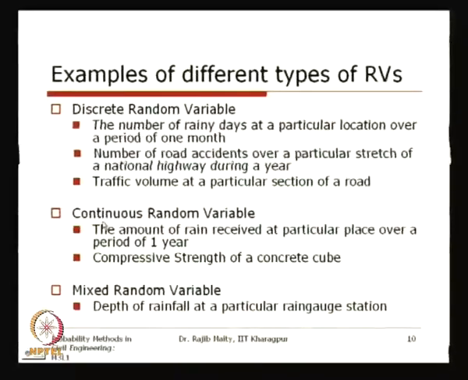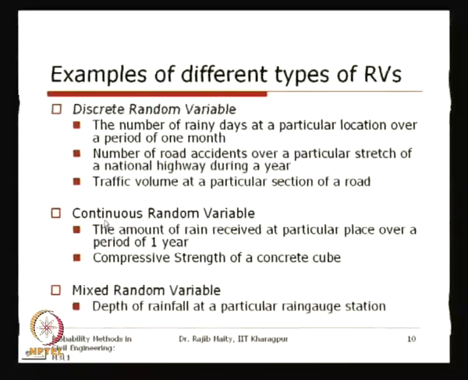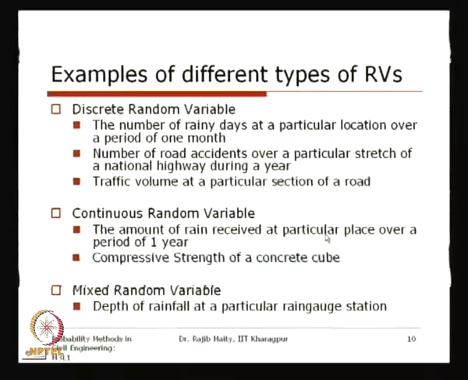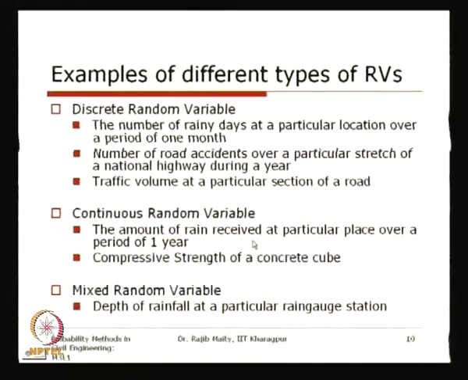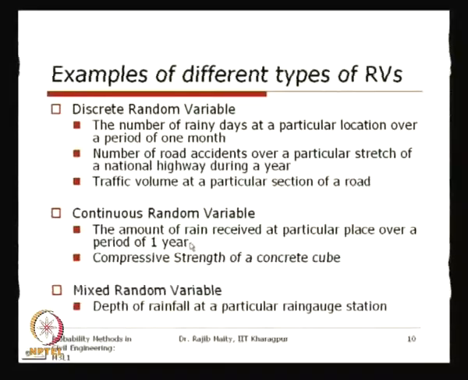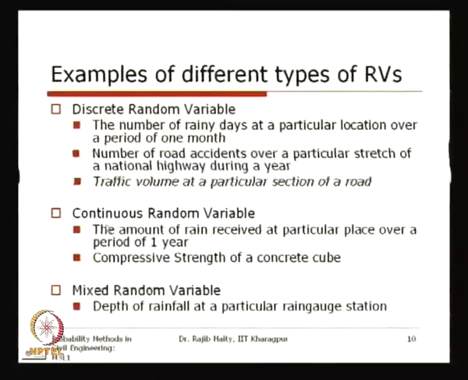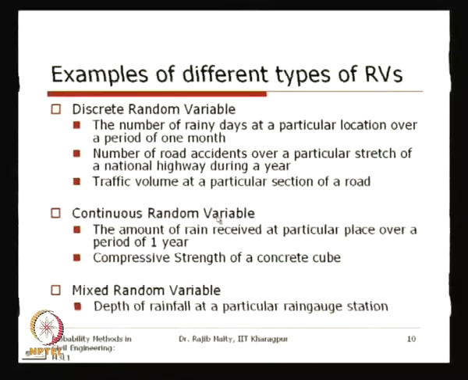Now for an example of a continuous random variable, take the amount of rain received at a particular place over a period of 1 year, the annual rainfall for that station. The number of rainy days is discrete, but the total depth of rain received at that particular point can vary from 0 to any possible number. So this is one example of a continuous random variable.